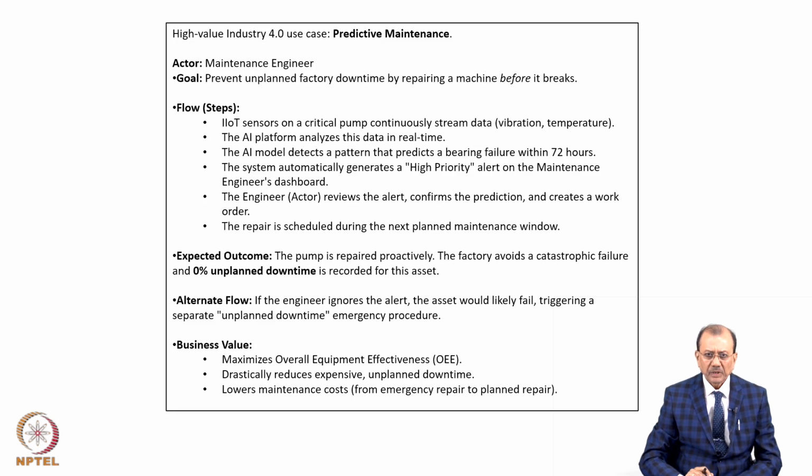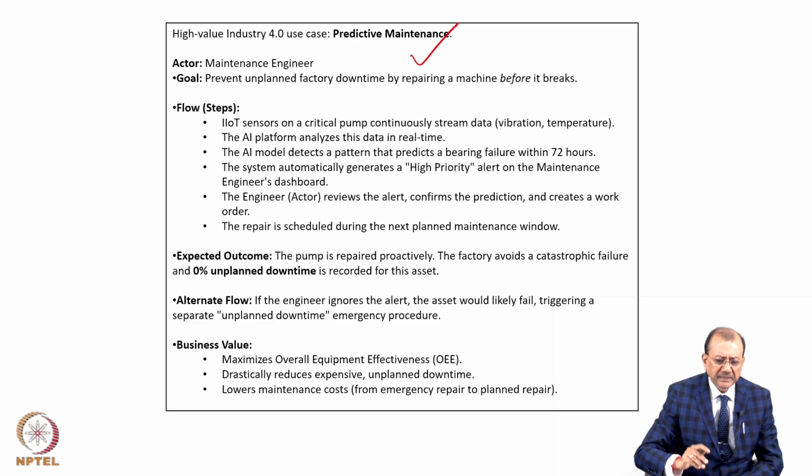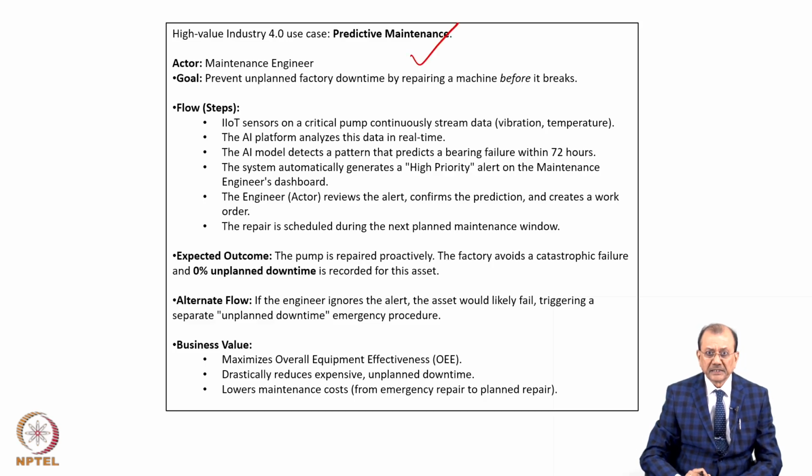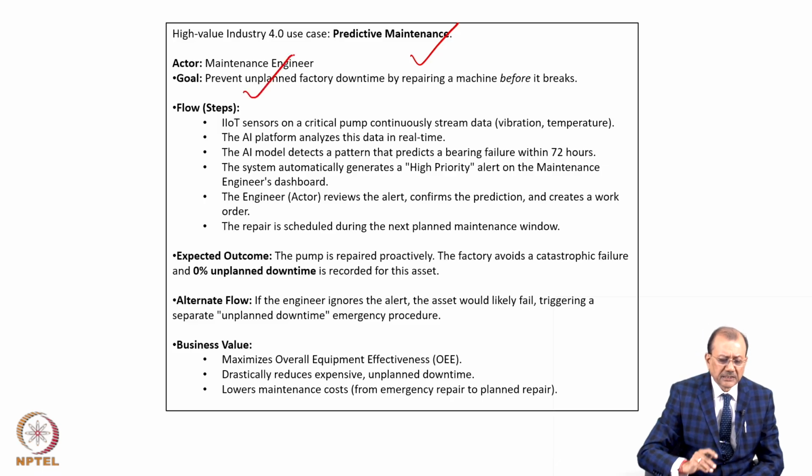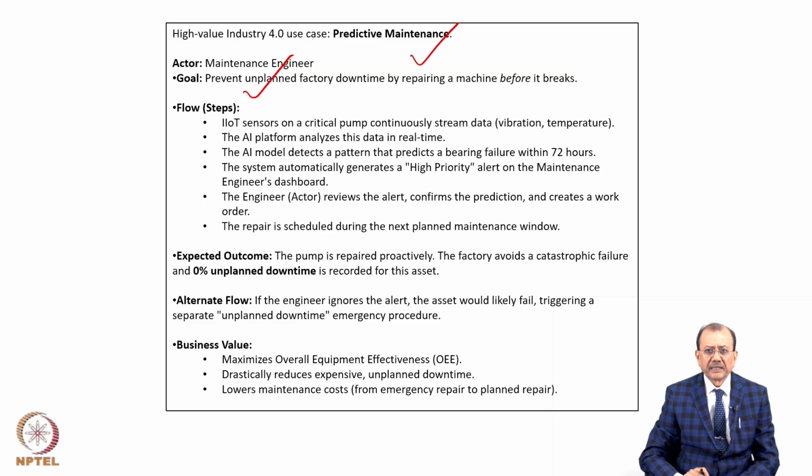Here I am showing a manufacturing use case of predictive maintenance. Predictive maintenance is normally used by maintenance engineers, and the goal of this use case is to prevent unplanned factory downtime by repairing a machine before it breaks. When you work in a plant area full of machines and equipment, it is always a challenge to maintain them and keep them running, and we should get a proactive alert in case a machine is going to fail.